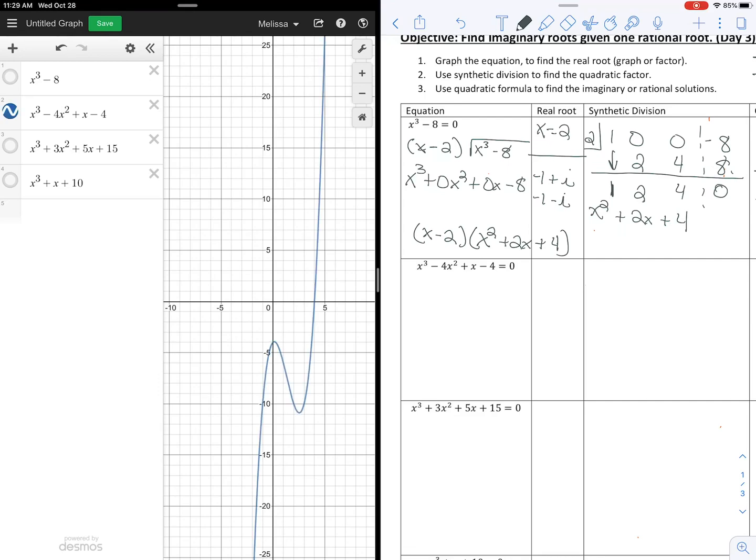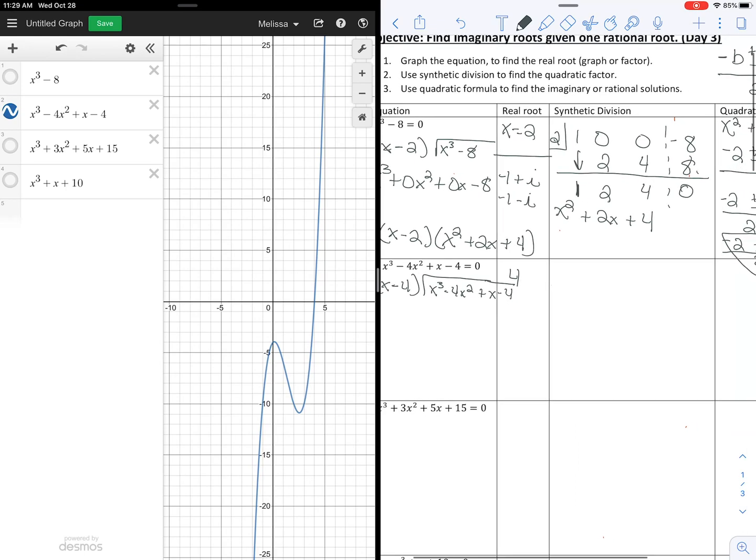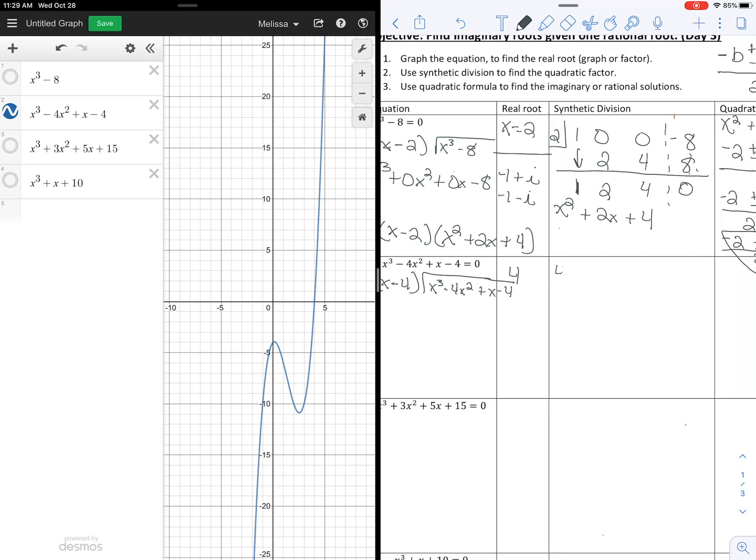Alrighty, let's do the next one. I've already put that into Desmos here so we can see. I've graphed it, and I can see that it crosses the x-axis at 4. So it has a solution of 4, which means x minus 4 is a factor. And I'm doing x minus 4 divided into x cubed minus 4x squared plus x minus 4. Again, you can use long division. I find synthetic division to be easiest here.